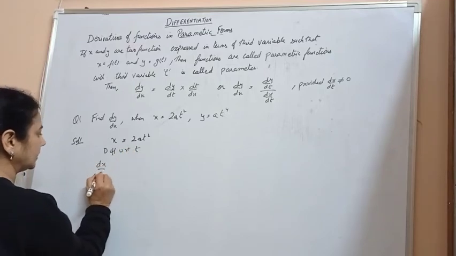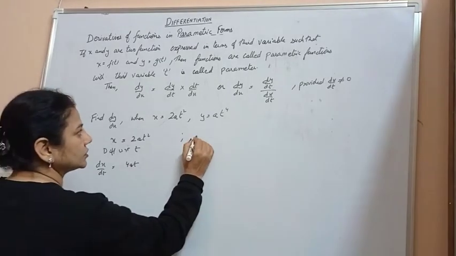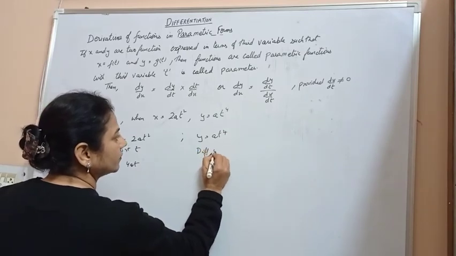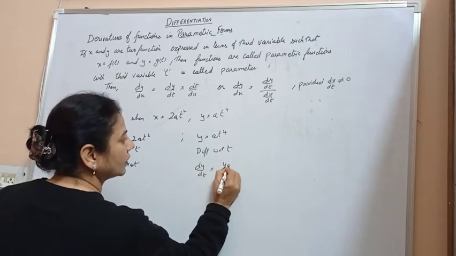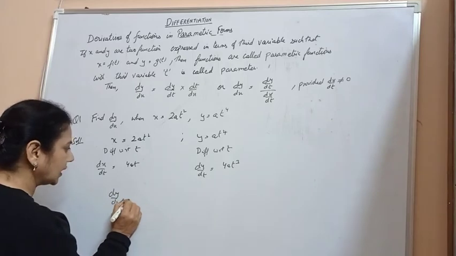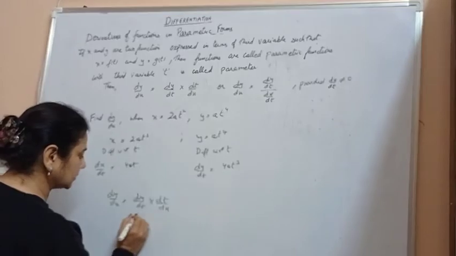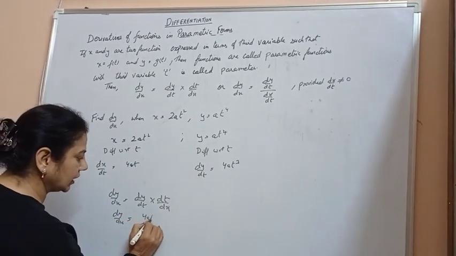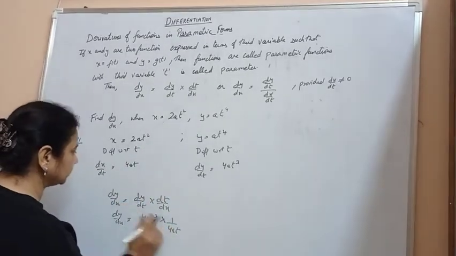I get dx by dt as 4at, and the function y is equal to at square, at^4. So differentiate with respect to t. I get dy by dt as 4at cube. To calculate dy by dx, I have to write dy by dt multiply by dt by dx. Or you can say dy by dx is equal to 4at cube into 1 upon 4at.